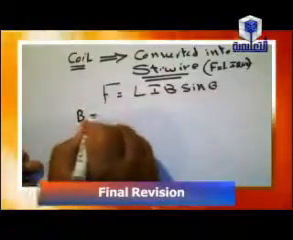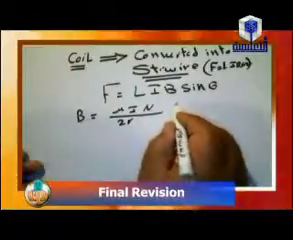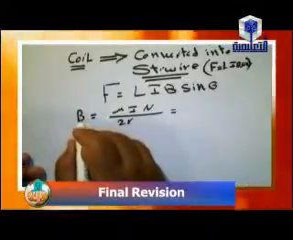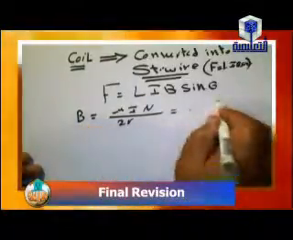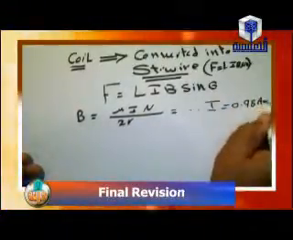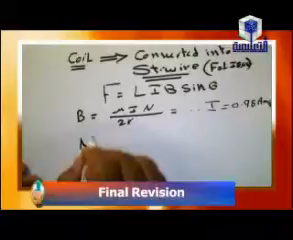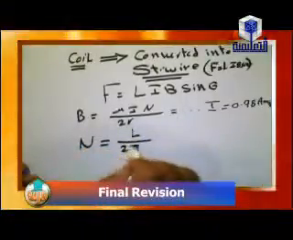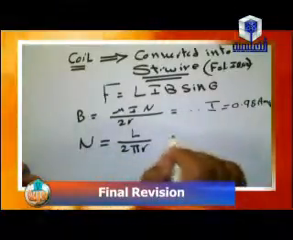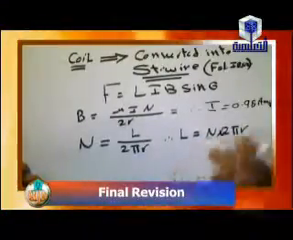B equals mu I N over 2R. The B is given. So the current intensity in this case, I equals 0.98 ampere. So we get the current. And also we want to find the number of turns. N equals L over 2 pi R, so we can find the number of turns. Then L equals N times 2 pi R.